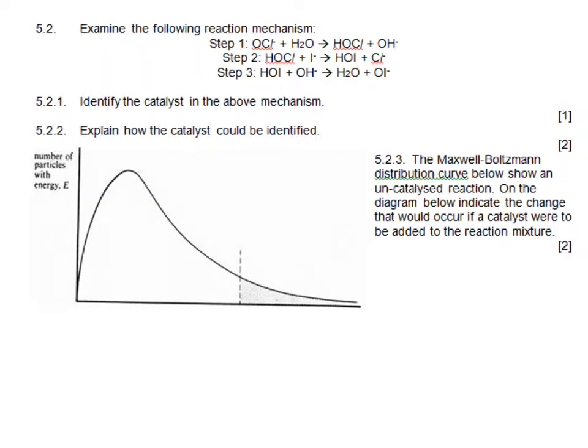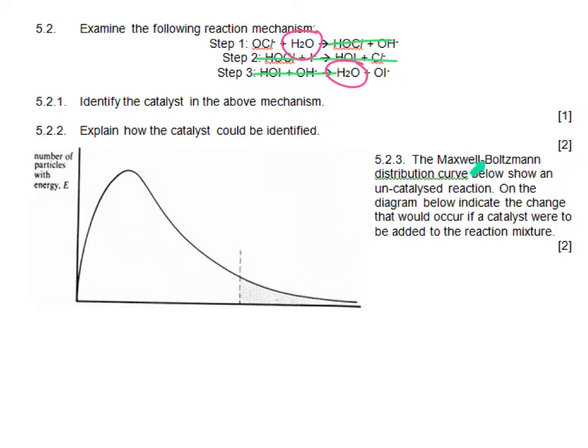Examine the following mechanism. Identify the catalyst. Catalyst has to be the same at the beginning and the end. So I get rid of all of that. What's the same at the beginning? In the first steps reactants, and in the last steps products, the water. So why could you identify that? Because it was the same at the beginning and at the end, present at the start and at the end.